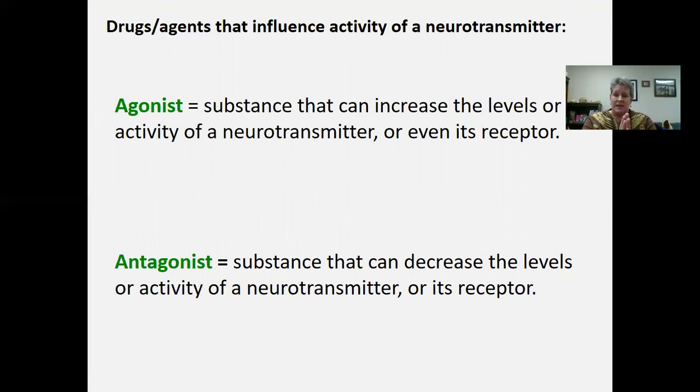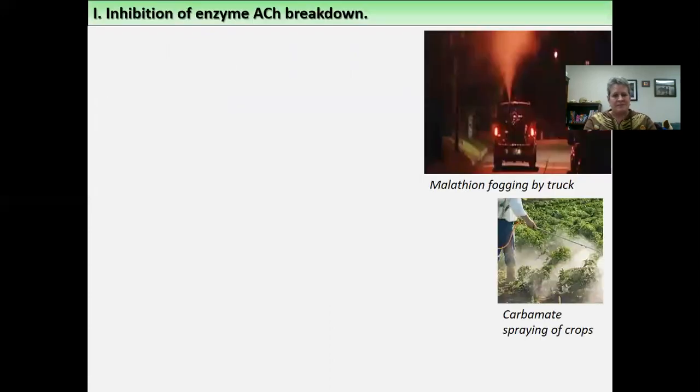Now an antagonist, think of it like a blocker. It's going to decrease the levels or activity of a neurotransmitter or block its receptor. Now you've probably heard of blockers before if you have any family members or people that you know that are on beta blockers for high blood pressure. So I'm going to teach you what that blocker does. All right, let's move on.